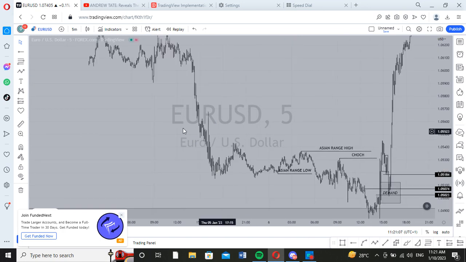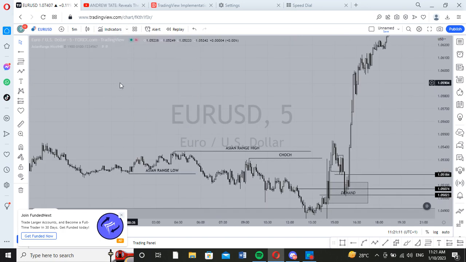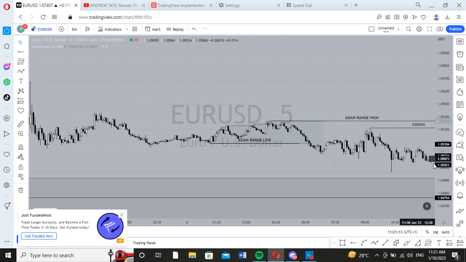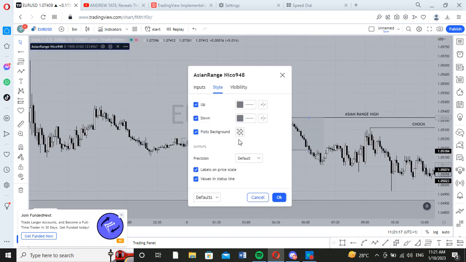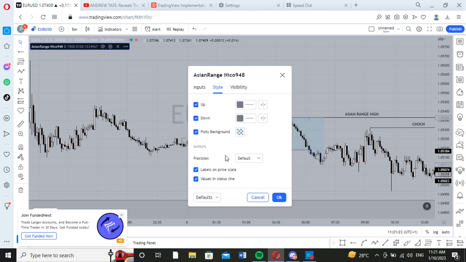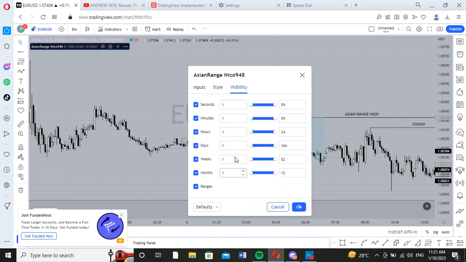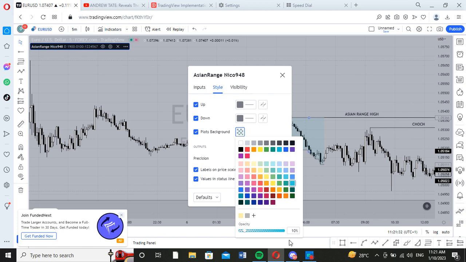So I'll show you on your indicator, Asian range. You click on that, it should appear. So I will change the color so you should see it clearly. Let me make it blue, then visibility, no, okay, yeah.